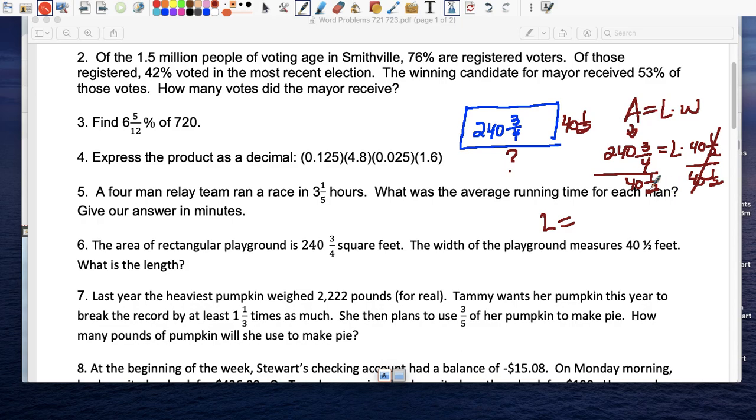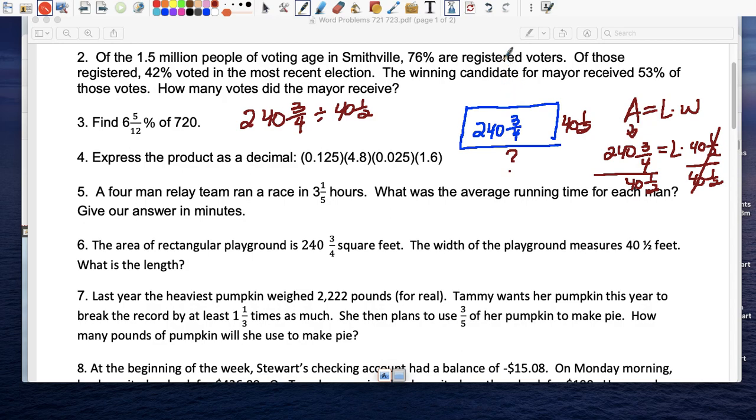So notice that this whole thing is about operations with more than integers this time around, but fractions and decimals. So you have to practice your division. So we have 240 and 3/4 divided by 40 and a half, let me write it over here.